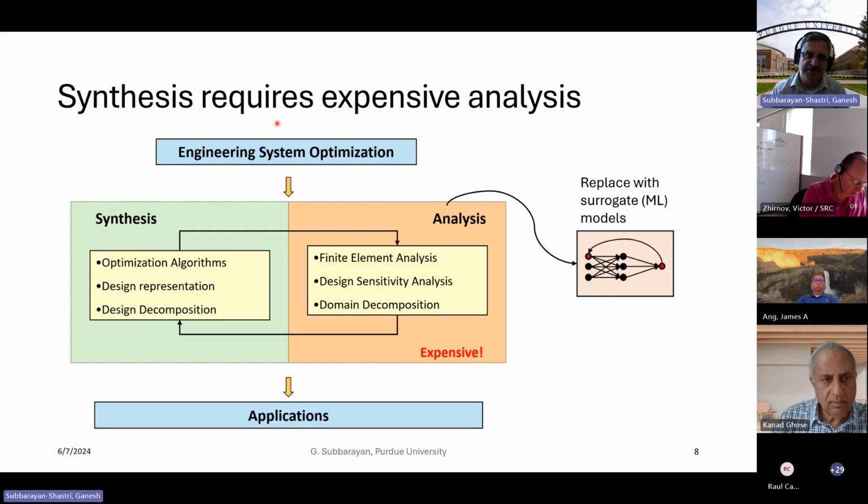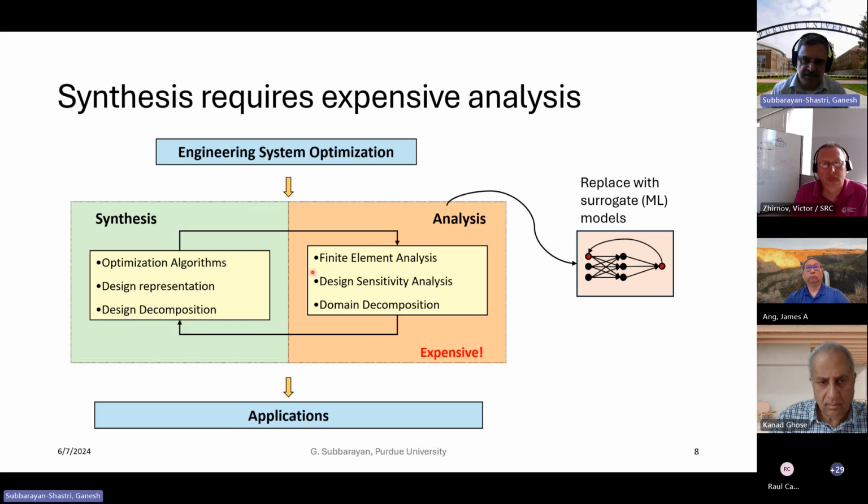Second is synthesis always requires expensive analysis. If you have any sort of engineering system optimization, there are two aspects to it. There's a synthesis aspect where we are using optimization algorithms to search. Given the current state, we want to find an improved state or improved set of variables. And so we use optimization algorithms, typically nonlinear programming algorithms in the synthesis step. And this in turn requires us to evaluate whether our current set of variables are good enough. For that, we need analysis.